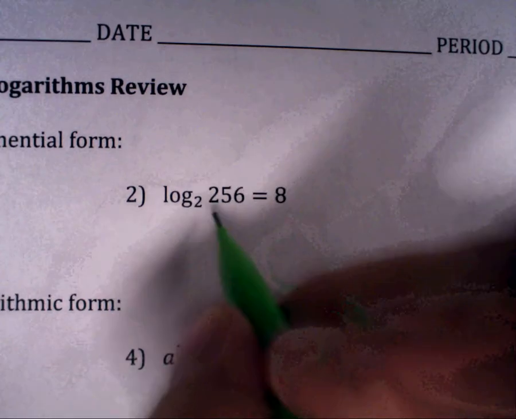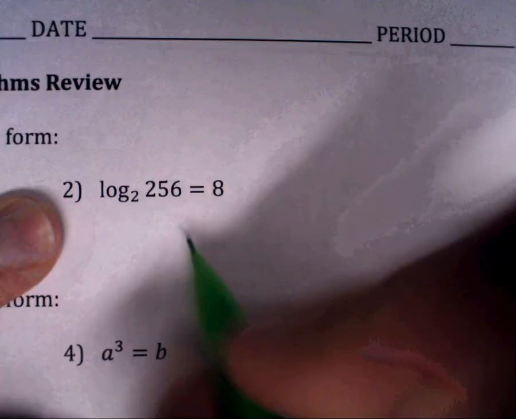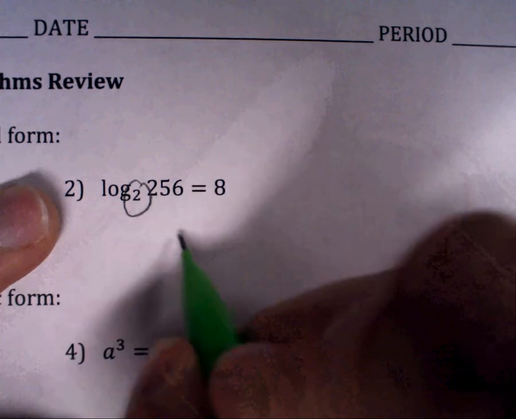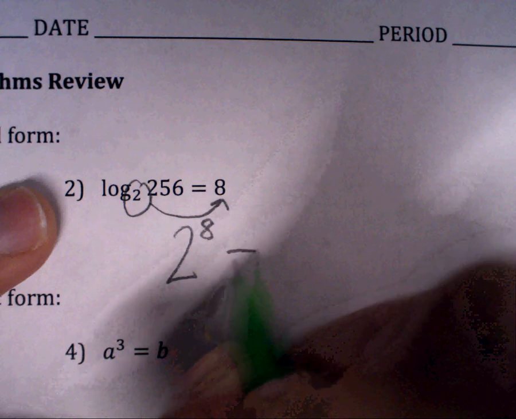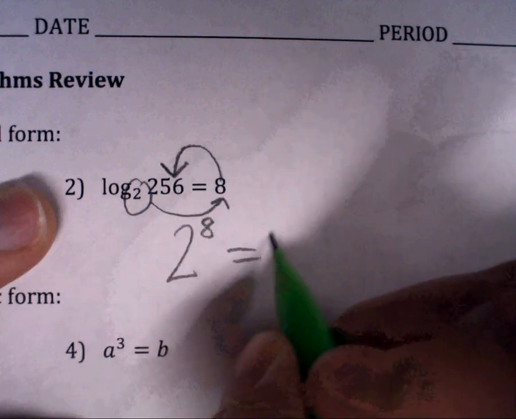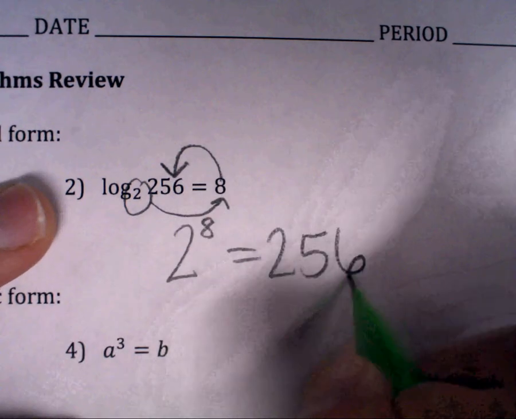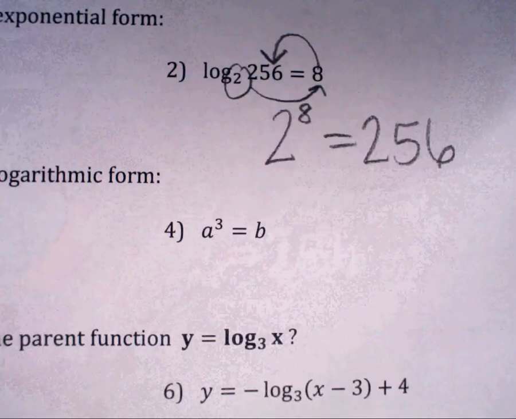So for the rewriting, we have our loop trick. Our loop trick, we start with the 2. We write the 2. We loop to the 8. That's our exponent. And then we set it equal to where we finish our loop off. Okay, loop trick, ta-da! So let's look at number 4.